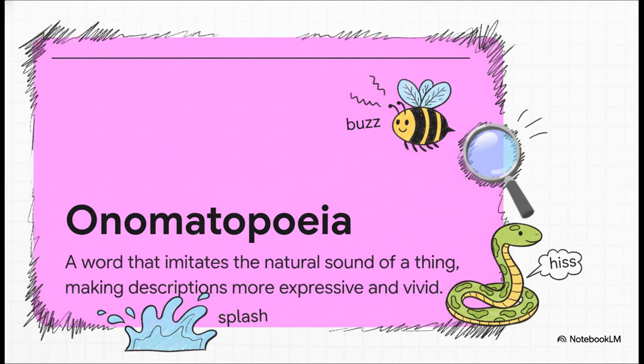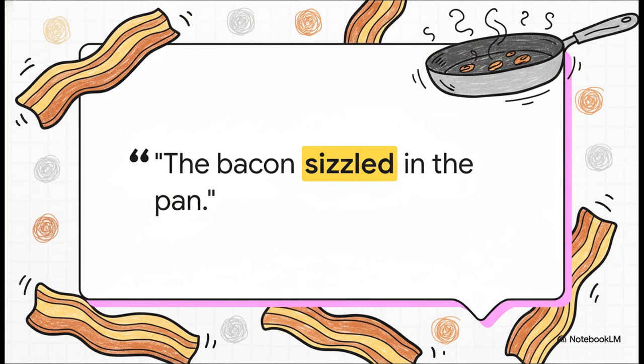Now, onomatopoeia is probably the most fun figure of speech to say and to use. It's super simple. The word sounds like the thing it's describing. Words like boom, crash, meow. Come on, you can almost hear that, can't you? The word sizzled does so much work. It's not just a description, it's a sound effect built right into the sentence. It pulls you right into the scene.